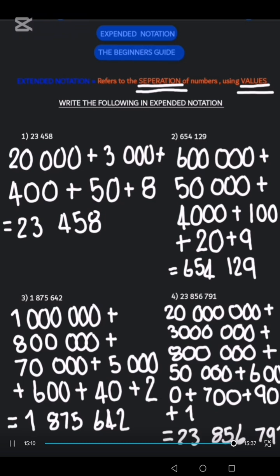Okay, so in this video we learned how to write numbers in expanded notation. We learned what is expanded notation, and we learned that when we add a plus sign in between the values, it means that we have moved on to our next digit in the number.